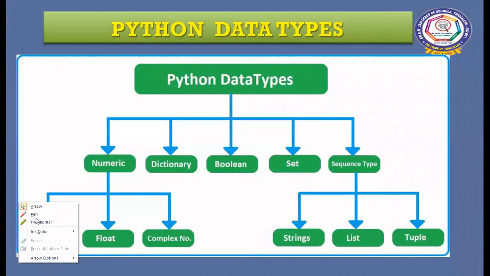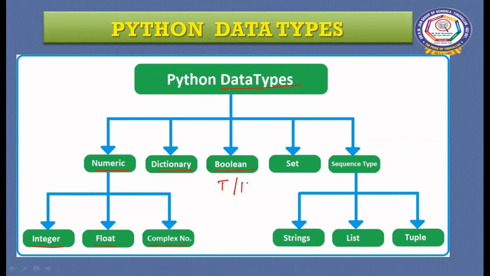So what are the different data types that we have? Numeric, which is again categorized into integer, float, and complex values. Apart from that, we have dictionary, boolean, which may take a true or a false value, set, and sequence types, which are string, list, and tuples. These are the different data types that we are going to discuss in Python.